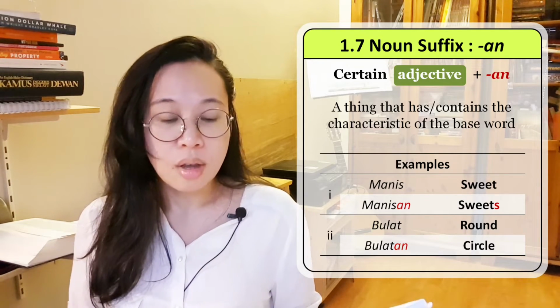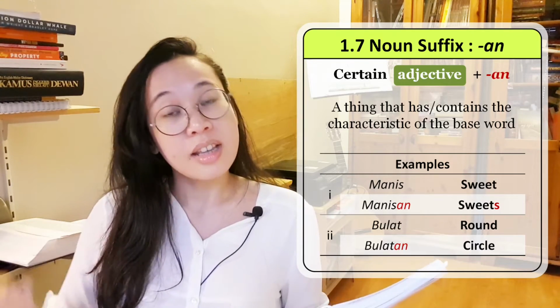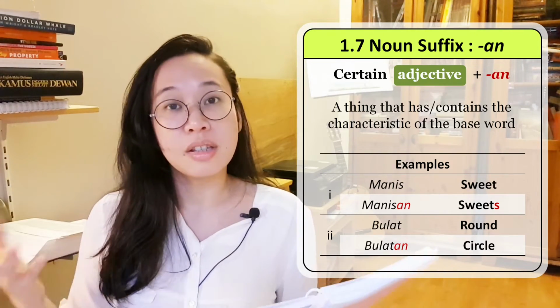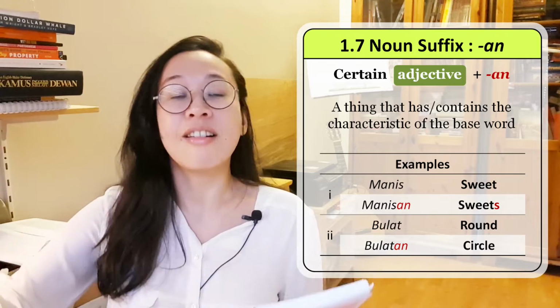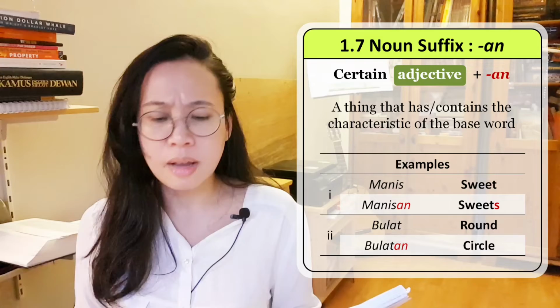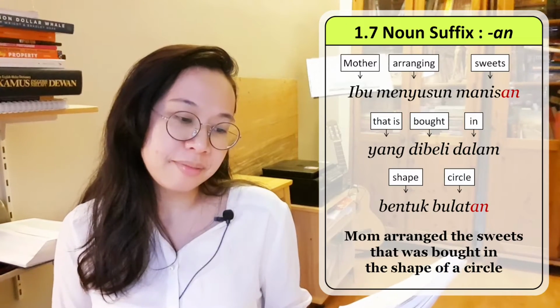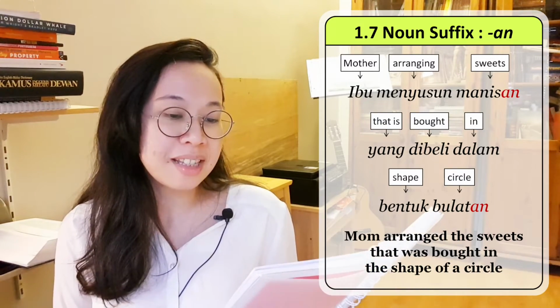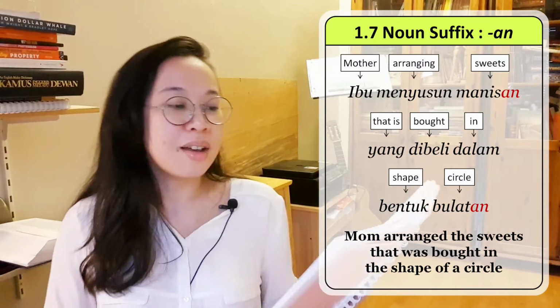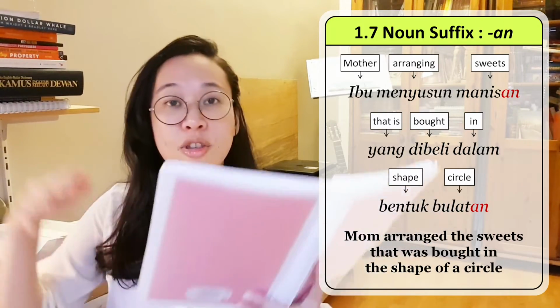Another example, bulat is round. Bulatan is a circle. A circle contains the characteristic of the base word, which is round. So example of a sentence, Ibu menyusun manisan yang dibeli dalam bentuk bulatan. Mother arranged all the sweets that she bought in the shape of a circle.